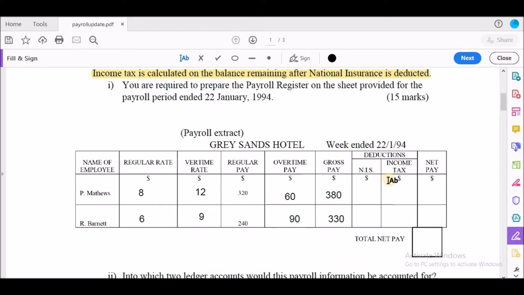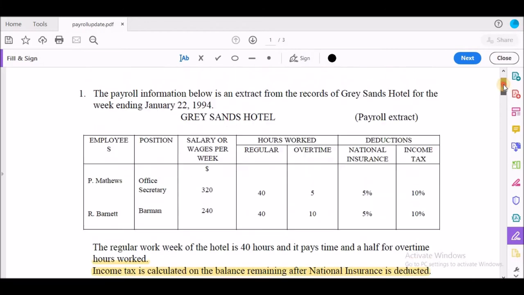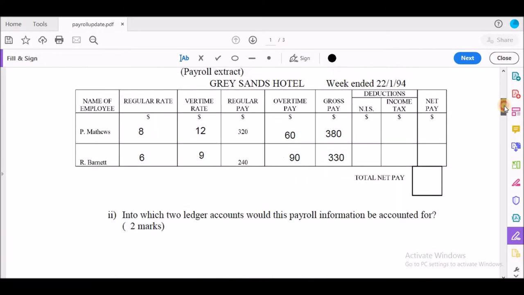Right. So NIS, let's look back. NIS is 5%. So we're going to find 5% of gross pay, which is 0.05 times 380. So 5% of 380, that's $19. Then 5% of 330 is going to give us $16.50. So that's 5% of gross pay for Matthews and 5% of 330 for Barnett.